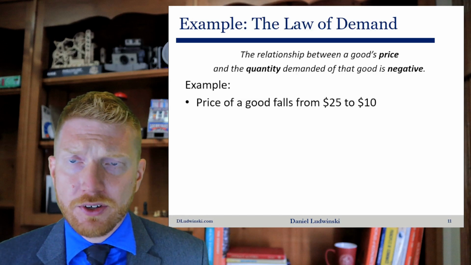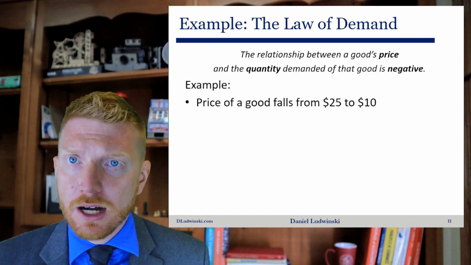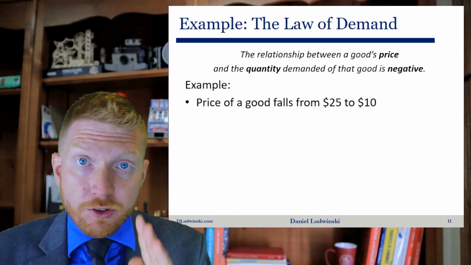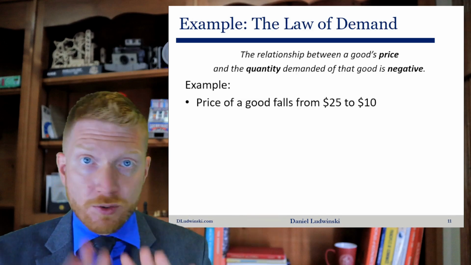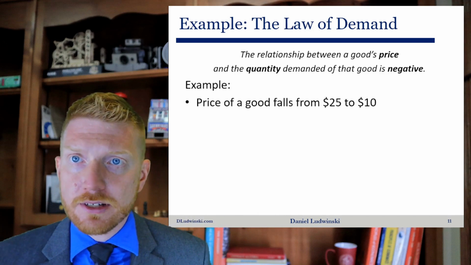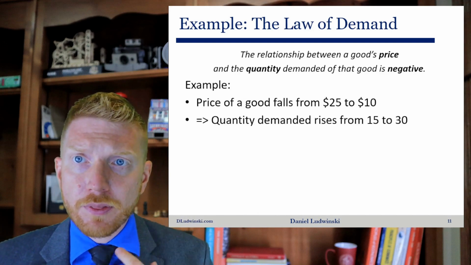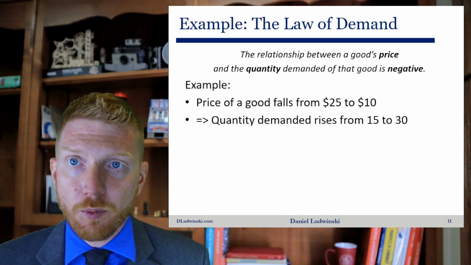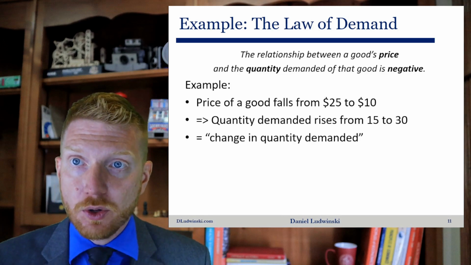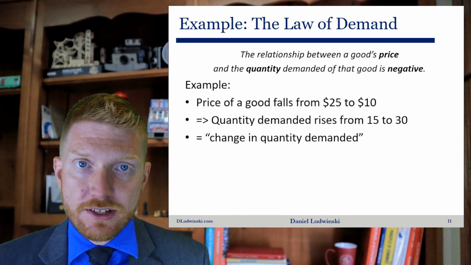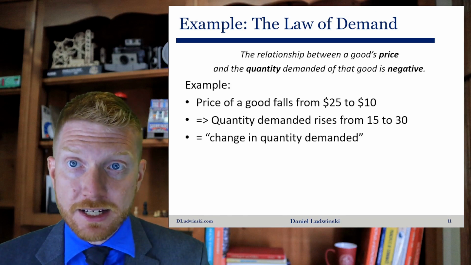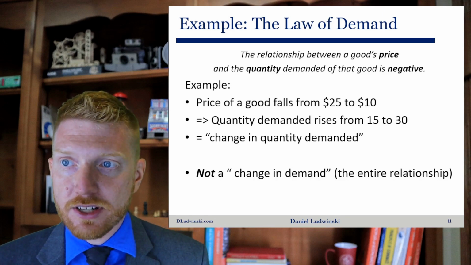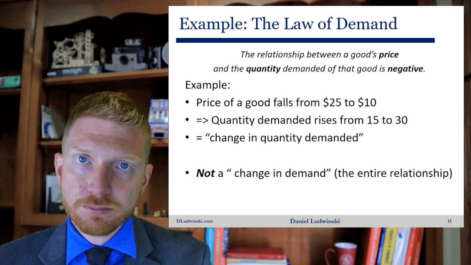So let's say we have a good that was $25 and people were buying maybe 15 of it, and then the good becomes cheaper. It becomes $10. We're not saying why, we're just saying that happens. What we would expect to see is that quantity demanded would rise. There would be a change in the quantity demanded. Now this is a change in the quantity demanded coming from the change in price. It's not a change in demand. It's not a change in the entire relationship.